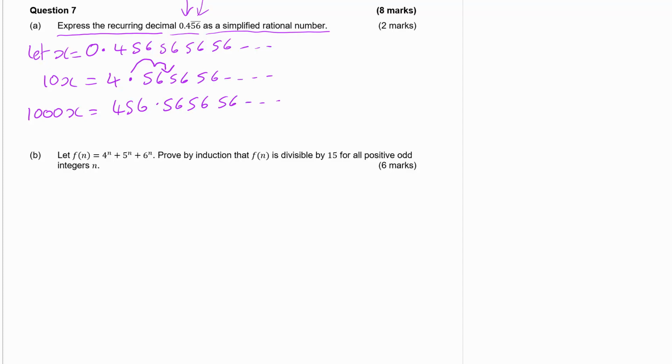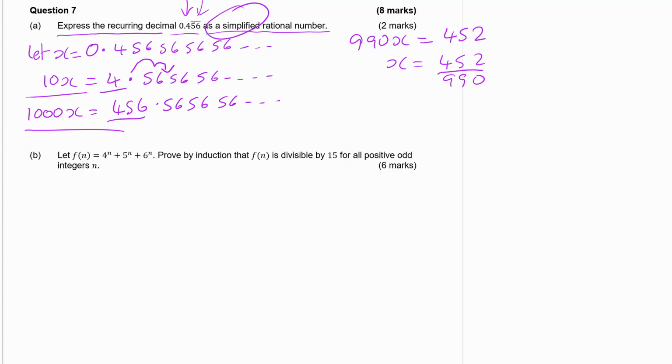If I subtract, because the decimal's the same, I'm just going to end up with a whole number. The decimals are going to cancel out. So if I do this one, take away this one, I get 990x is equal to 456 take away 4, which is 452. So x is 452 over 990.